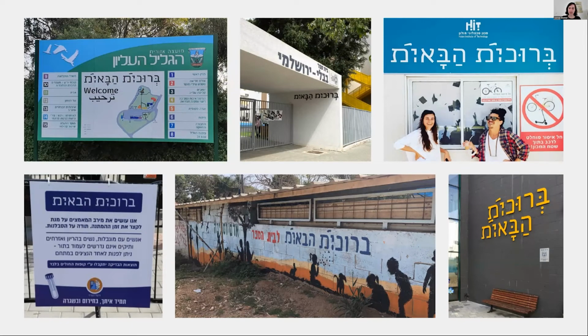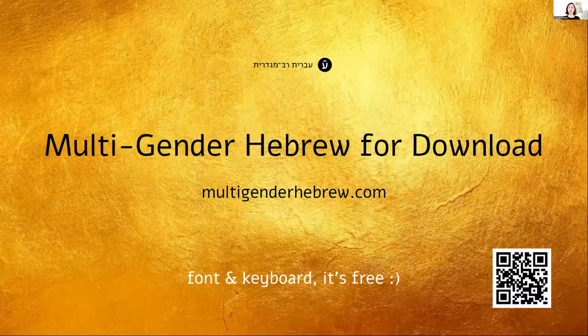After a few months after I published this phrase, I completed a version for download of multigender Hebrew. So I implemented the new letters in a font and in a keyboard, and you can download the letters to your computer and just type them using keyboard shortcuts with Shift and another key from the keyboard.